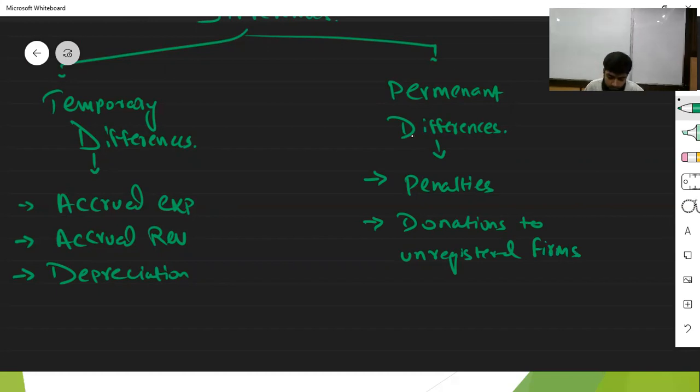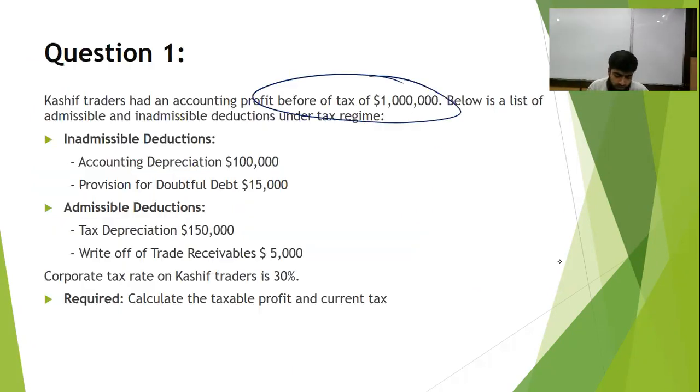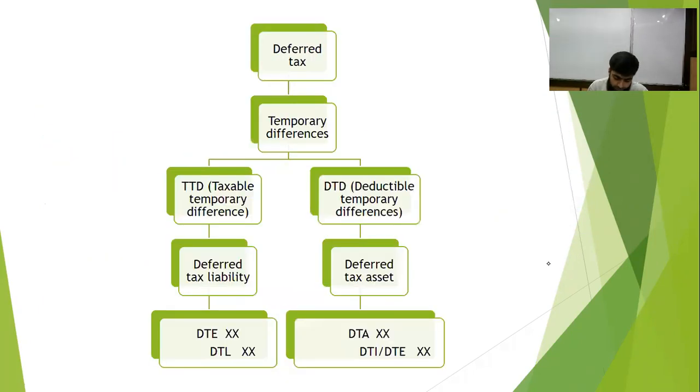We discussed the differences. Let me recall the previous slide for you. These are the possible differences that might arise while calculating the accounting and the tax profit. In these differences, there are some differences which are permanent, but there are many differences which are temporary. So differences could be divided in two categories: the permanent difference and the temporary difference. Temporary differences will be resolved in the future time period, but the permanent differences will never be resolved in future. So this is the difference between the permanent and the temporary differences.